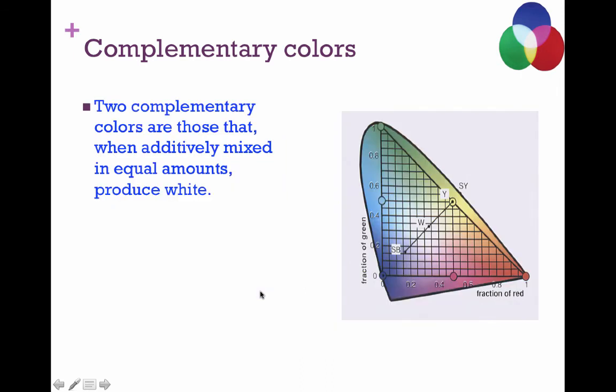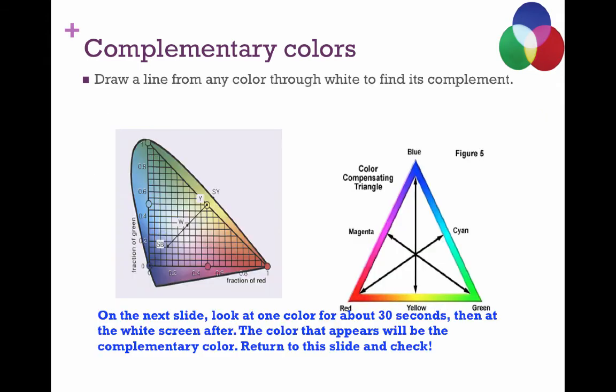In order to find the complementary color, we simply look through white, from that color over to an equal distance past white to another color. So let's describe that more on the next slide. This is the same kind of picture. The picture on the left is our color triangle. The picture on the right is just something different. It's not exactly a color triangle. Don't use it for the color triangle.